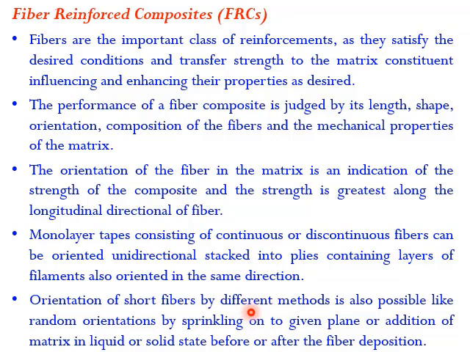Orientation of short fibers by different methods is also possible, like a random orientation by sprinkling onto a given plane, or addition of matrix in a liquid or solid state before or after the fiber deposition. We can also have a discontinuous fiber, which is chopped into a predefined length and spread on a layer of resin. Then one more layer of resin is provided, and it is compressed to give a particular shape and strength to the composite material.